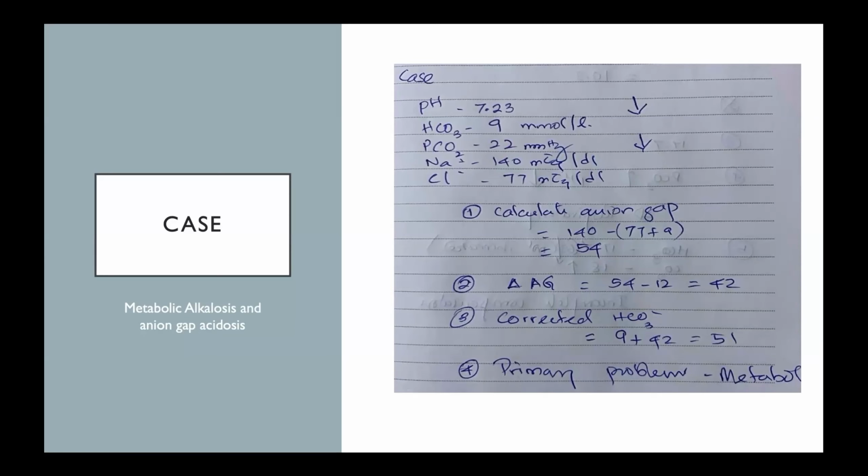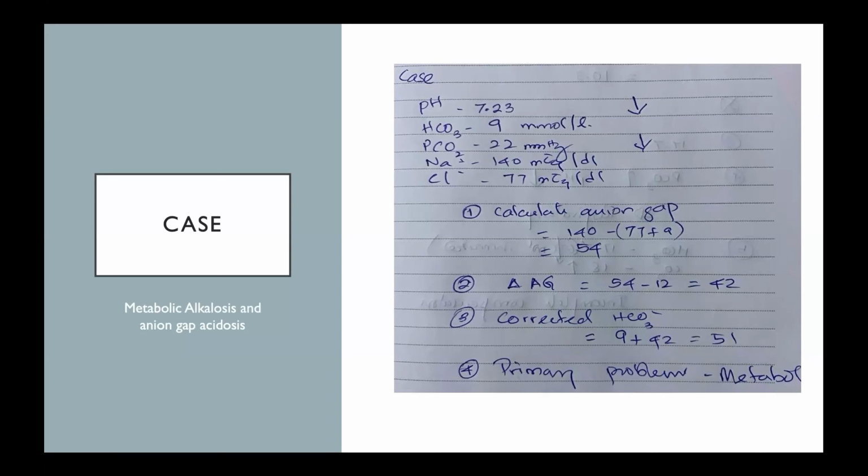After that, adding anion gap acids, anion gap acidosis, the bicarbonate went down very much. It falsely suggests the patient has a low bicarbonate. No, not really. The patient must have had a high bicarbonate level. So it is a primary problem. It is a metabolic alkalosis. That is the problem, right?